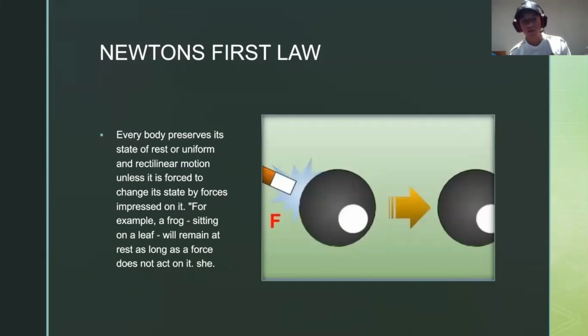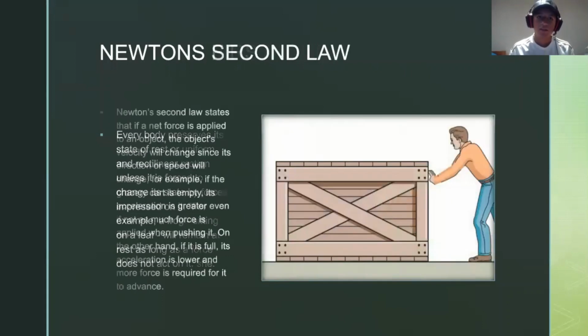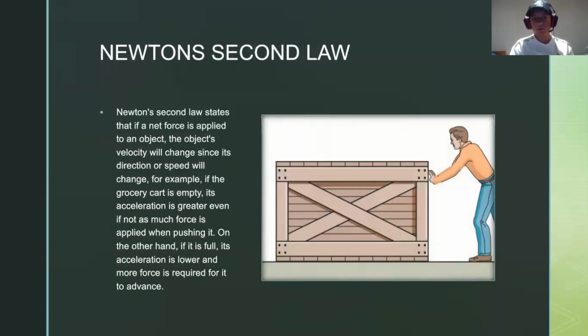For example, a frog sitting on a leaf will remain at rest as long as a force does not act on it. The second law, Newton's second law, states that if a net force is applied to an object, the object's velocity will change, since its direction or speed will change. For example, if the grocery cart is empty, its acceleration is greater even if not as much force is applied when pushing it.